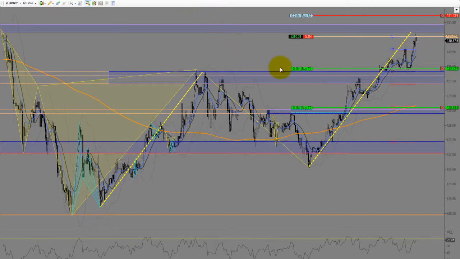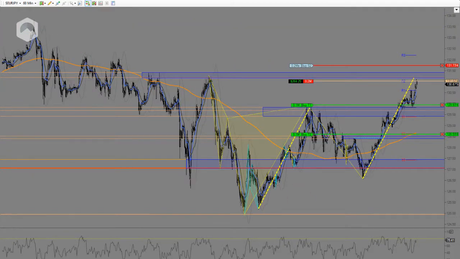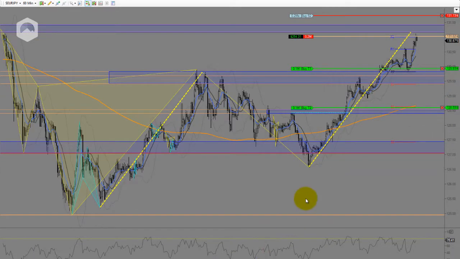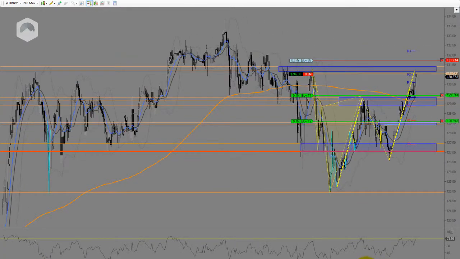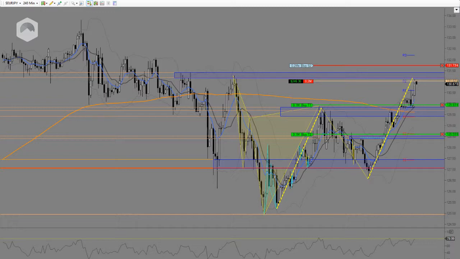Okay guys, so just like the dollar yen, we're now looking at the euro yen. I'm here on the 60-minute chart. If we zoom out to the 240 or 4-hour chart, we're going to see that the euro yen is setting up much like the dollar yen. There are slight differences between these pairs.